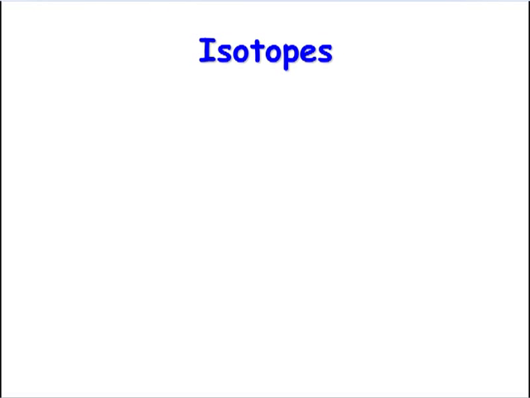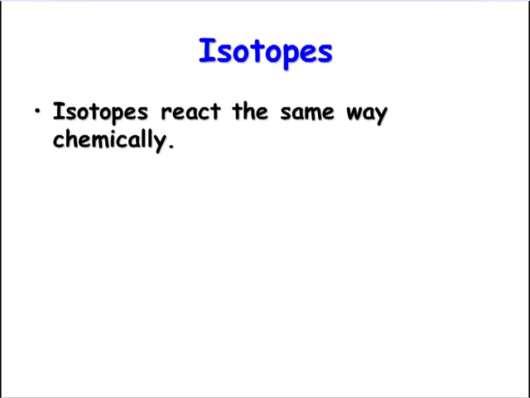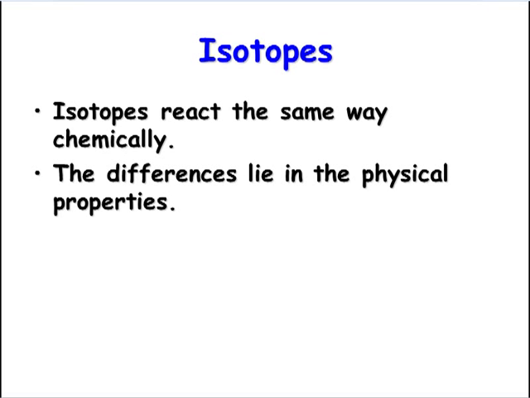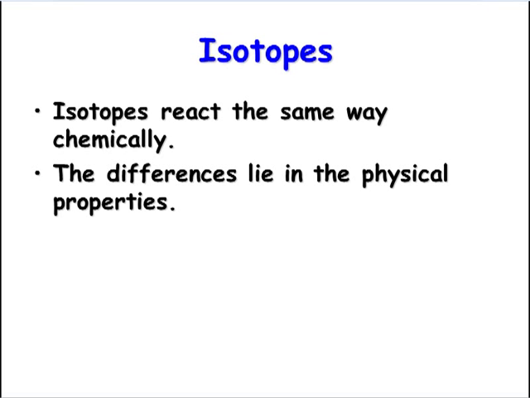Now, isotopes still react the same way chemically. The neutrons play no part in the actual reactions. The differences lie in its physical properties. Basically what it means is more neutrons gives us a denser atom.